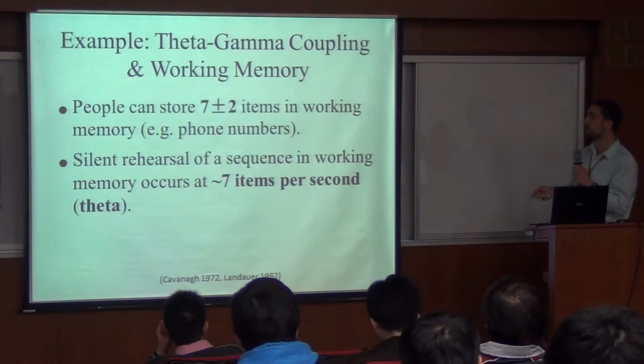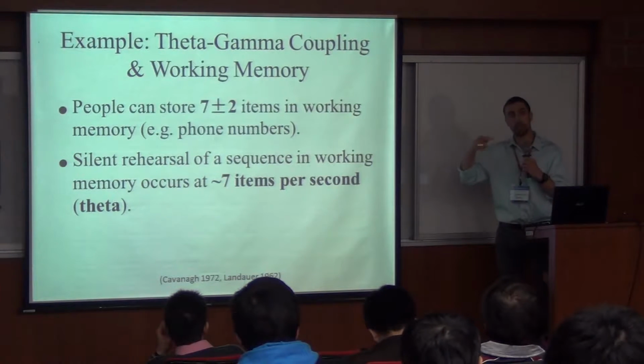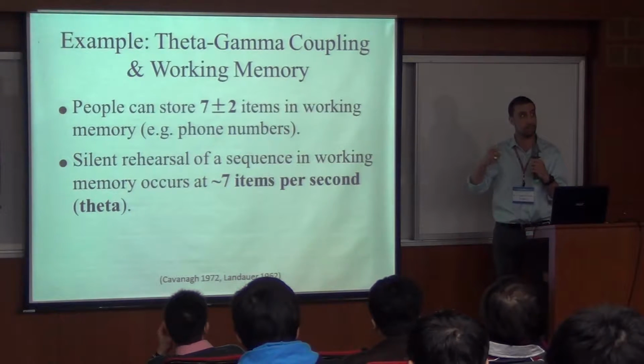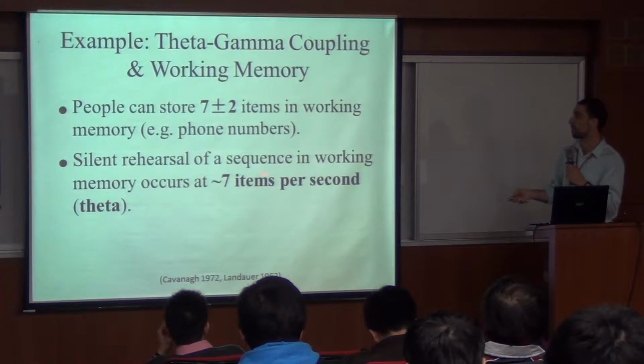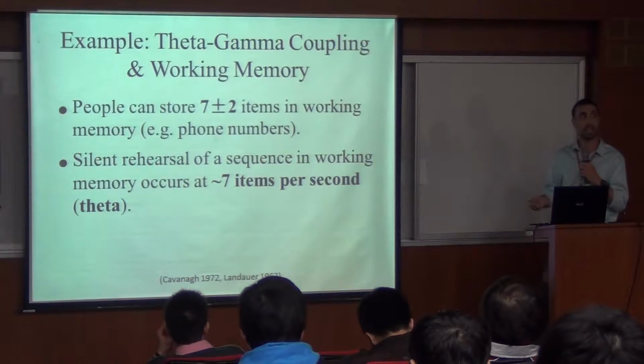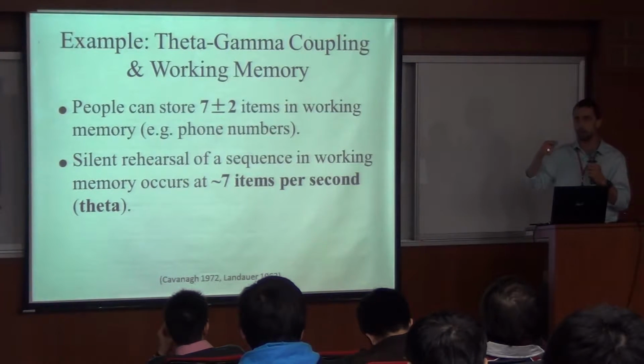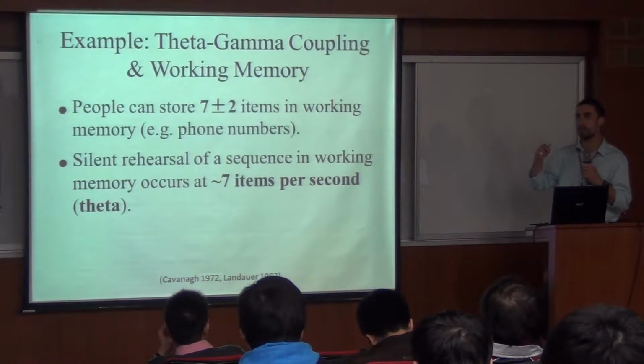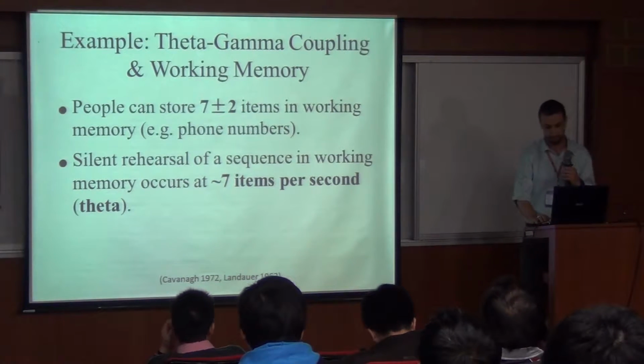There's also data that indicates that when people are rehearsing like a phone number to themselves, they do it at a rate of about 7 numbers per second. So if you're trying to remember a phone number, you repeat it in your head about once a second.